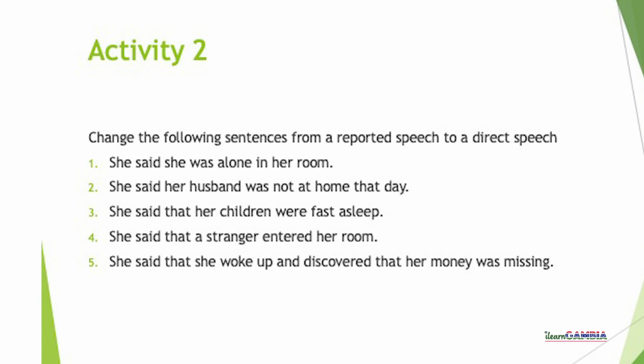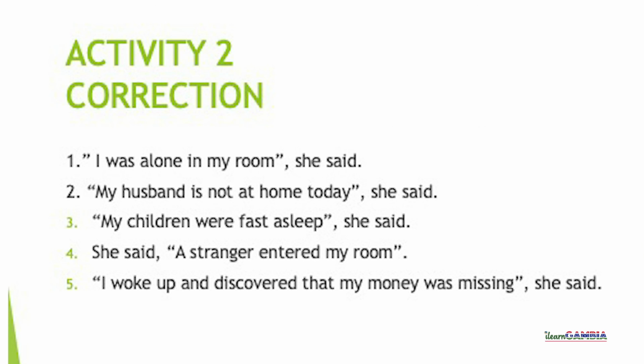Number 2, she said her husband was not at home that day. Number 3, she said that her children were fast asleep. And number 4, she said that a stranger entered her room. And number 5, she said that she woke up and discovered that her money was missing. Good. So these are to be changed to a direct speech form, okay?